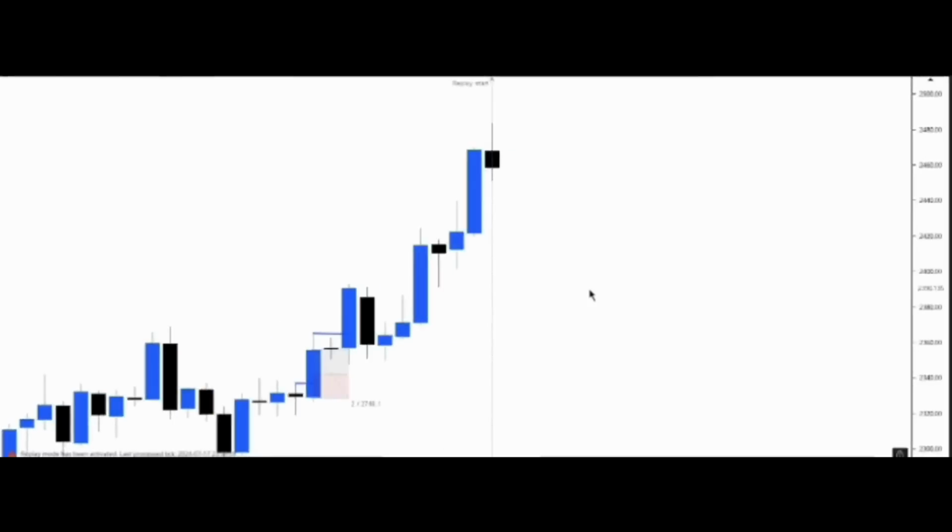All right, guys, let's look at a few examples, and let's start around this area. Now, look at this. The first time price took out this bullish candle right here.